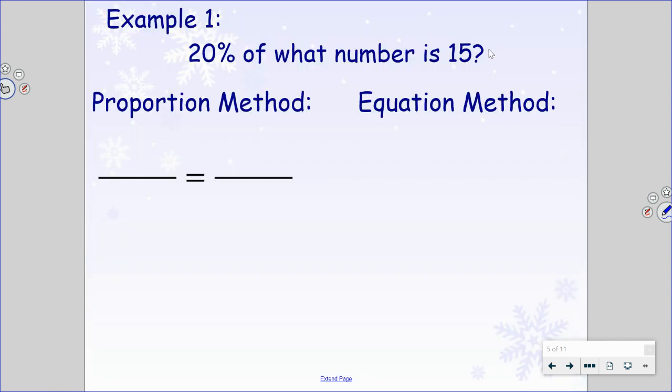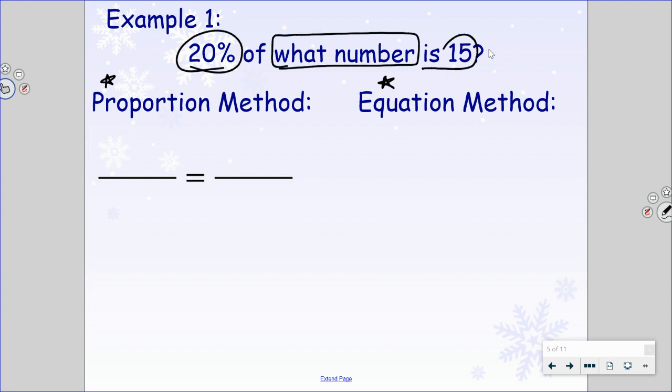All right. Now I'm going to do example 1. I have 4 examples for you, folks. I'm going to do it in 2 different ways. I'm going to do the proportion method, which many of you are strong with. I'll do the equation method as well, which other students prefer. We have 20% of what number, I box in the question, is 15.